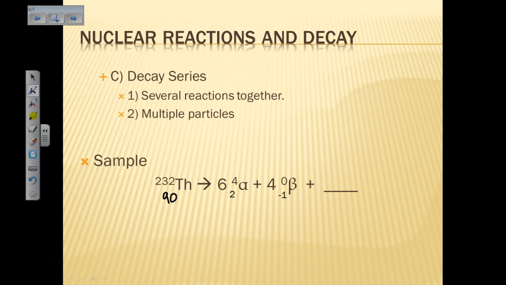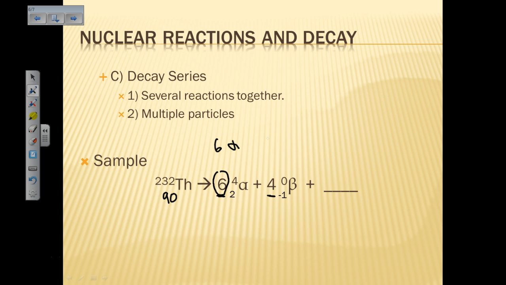And now in order to balance this, what we're going to say is that in the nuclear decay series we're giving off 6 alpha particles and 4 beta particles. The coefficient in front of this number, keep in mind, is the number of that many particles. So here we're giving off 6 alphas and 4 betas.